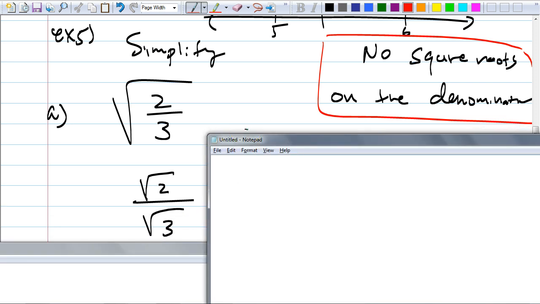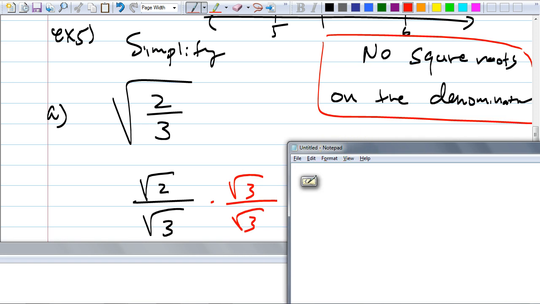Because this is what it means, right? Square root of 2 over 3 is really square root of 2 over square root of 3. We got really a square root in the denominator. We don't want that. That's not how we simplify. Is there a nice way to get rid of this square root in the denominator? You multiply by the square root. Yeah, exactly. Turns out all you have to do is multiply top and bottom by that denominator.